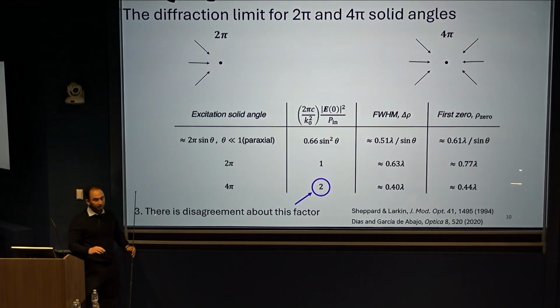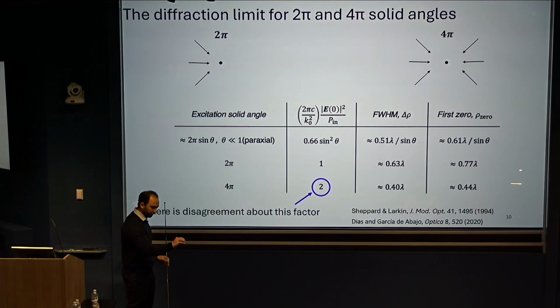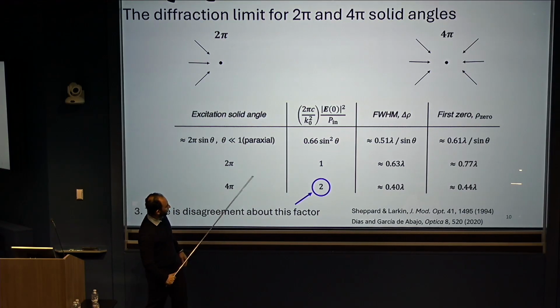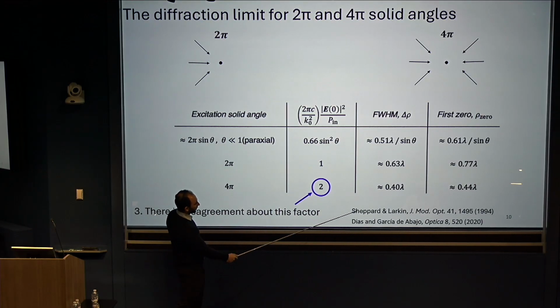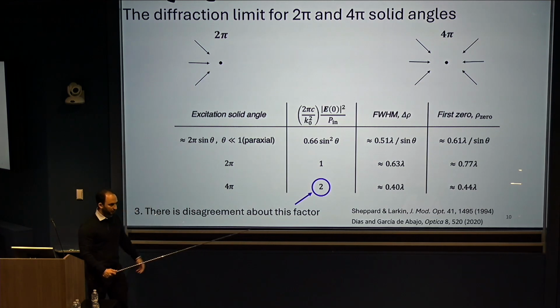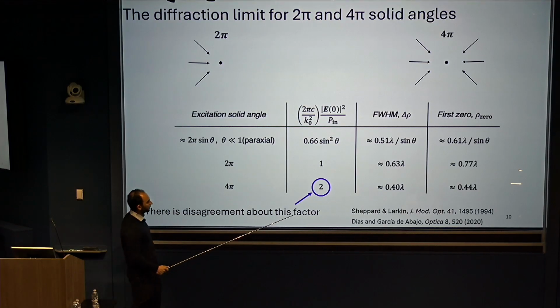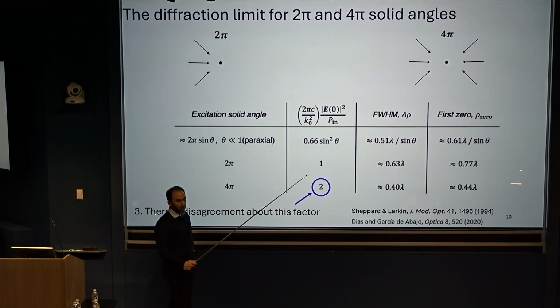And a third point is that if you actually ask what the intensity is at the origin, you have to divide it by the normalization, which would be the incoming power that you supply. In the 4 pi case, Shepard and Larkin actually found a factor here that would be 4. This calculation was redone a couple years ago by Javier Garcia de Abajo, one of my favorite theorists. He said, no, it's 2.